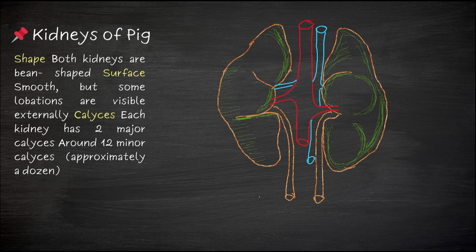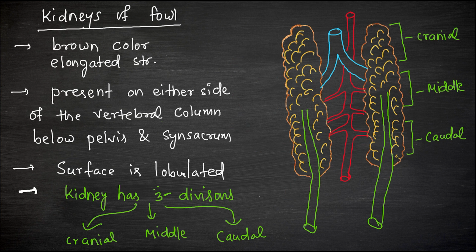Kidney of the pig. Both kidneys are bean shaped, surface smooth, but some lobations are visible externally. Each kidney has 2 major calyces and around 12 minor calyces, approximately a dozen. Kidneys of the fowl, very important. The brown colored, elongated structure you will find is the kidney. They are present on either side of the backbone, the vertebral column, below the pelvis and synsacrum. Surface is highly lobulated. Each kidney has three parts: the cranial part, middle part, and the caudal part.